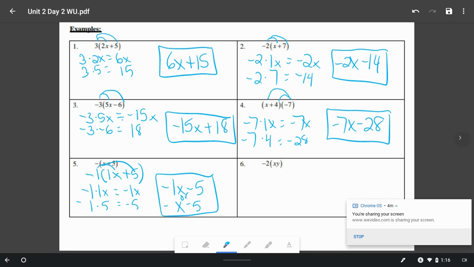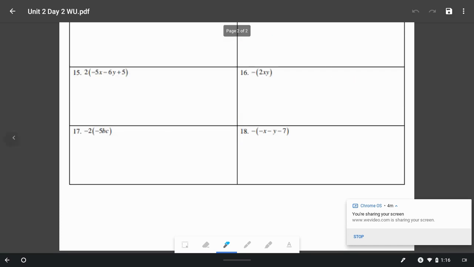The next one, this negative 2, there is a 1 in front of the xy, right? So we learned yesterday. So now that's negative 2 times 1xy. Well, that means we're just multiplying the coefficients out front. So we'd get negative 2xy in the end. There's not 2 terms in there to multiply because there's no plus or minus sign. So that'd be our answer there. It's just negative 2xy.